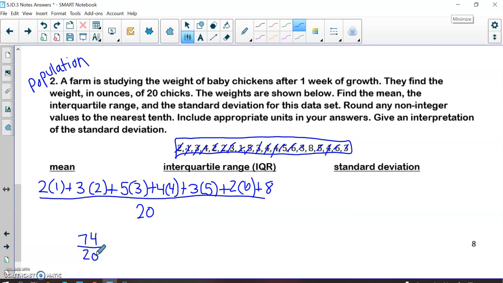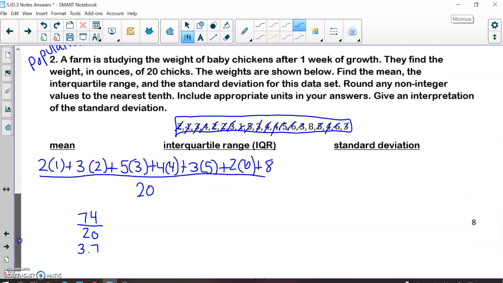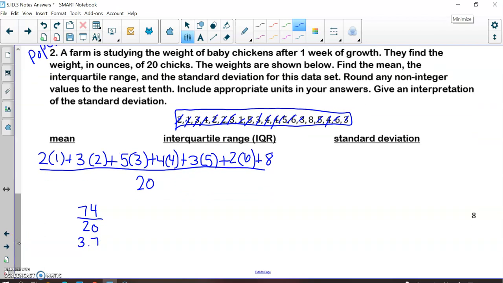And we're going to round to the nearest tenth. And I have 3.7 as my mean. Since this is population, the mean is with that symbol mu, if you want to use this symbol to describe it. So my mean is 3.7.